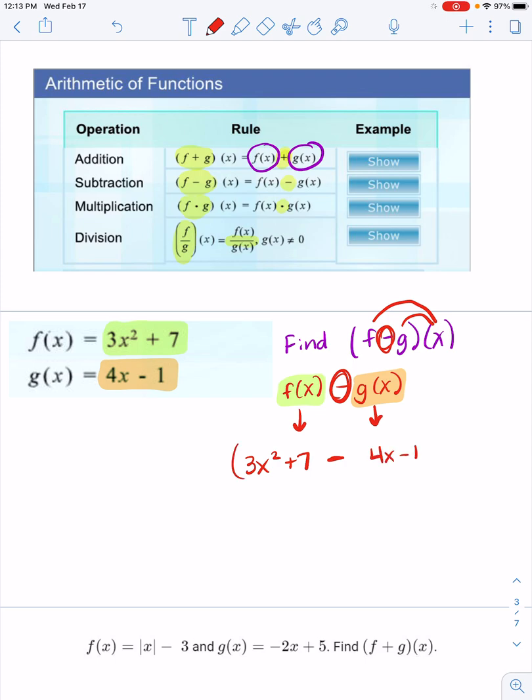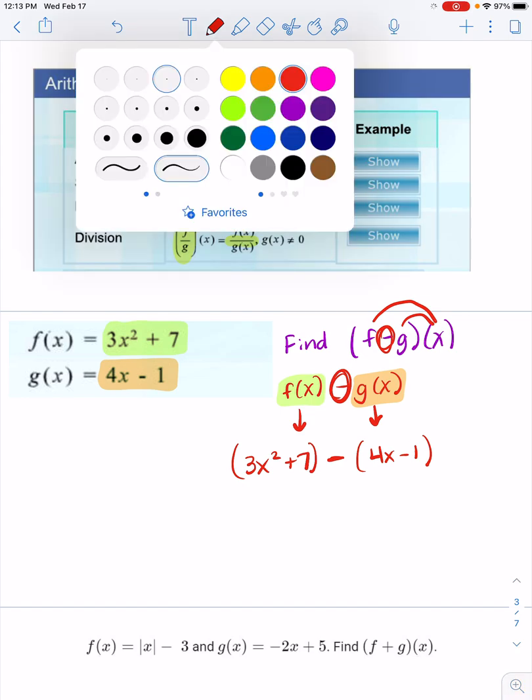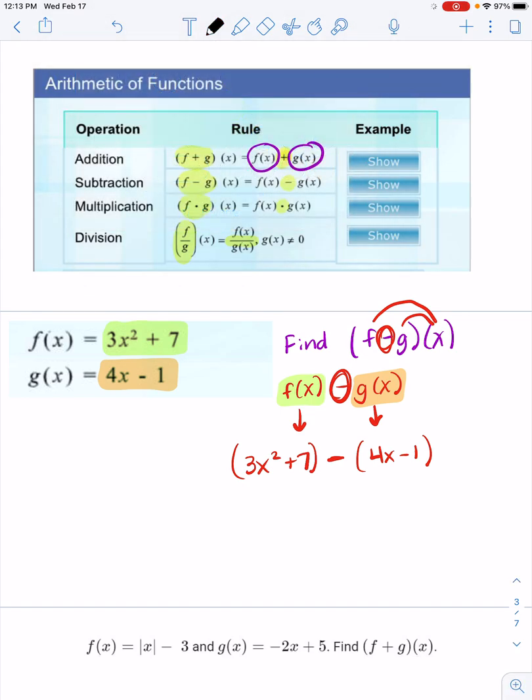Technically, I'm going to put parentheses around this. It's that function f of x minus, with parentheses around, the function g of x. The parentheses are important because when we're subtracting, we technically have to distribute a negative to both parts. You can't forget you're subtracting that whole function, 4x minus 1. So this doesn't really change. I'm just going to drop the parentheses: 3x squared plus 7, and then distribute your negative. This becomes negative 4x. Distribute the negative to the negative 1, so a negative to a negative becomes a positive 1.